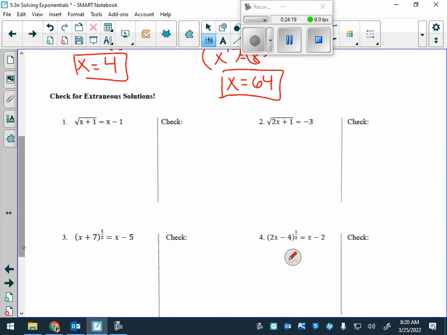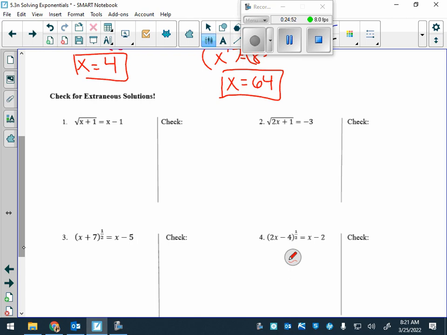Crazy word. That means, does the answer work or not work? So if you get, let's say, two possible solutions, I am checking both of those in the original equation. If they both work, then you'll see two intersections on the graph. If one works, you'll see one intersection, therefore the other one is extraneous. Okay? So, looking at number 1, what do you think you have to do first?